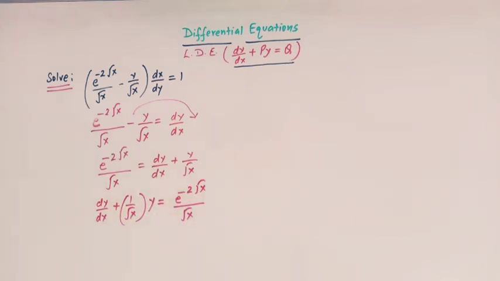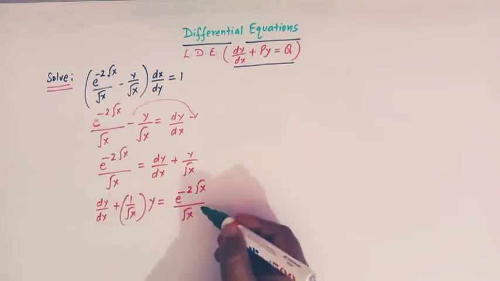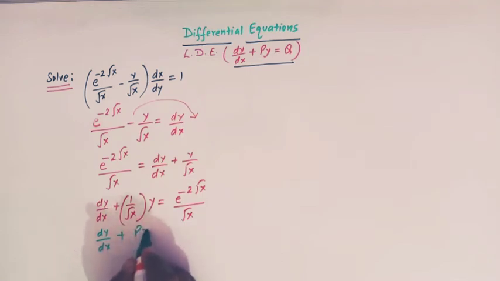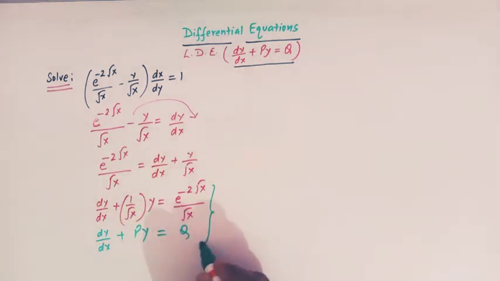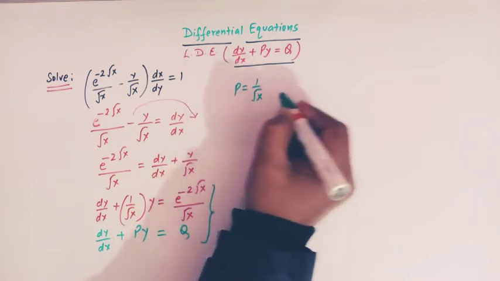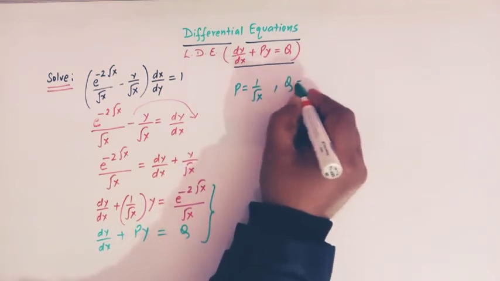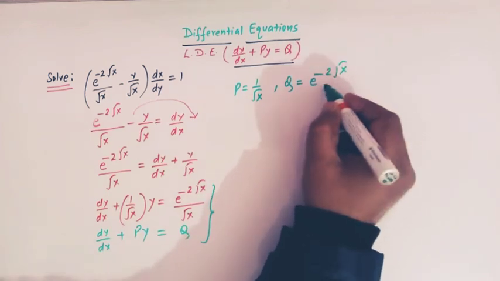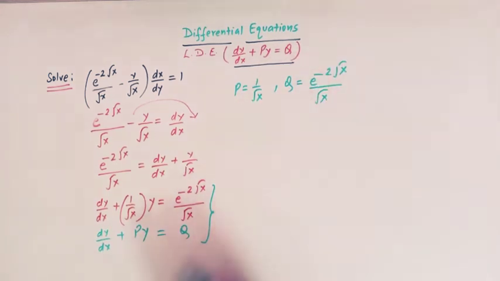So now we see that this equation is similar to this one, right? That is dy over dx plus py is equal to q, right? And if we compare both these equations, we see that the value of p is 1 over root x, and the value of q is e raised to minus 2 root x over root x, right?